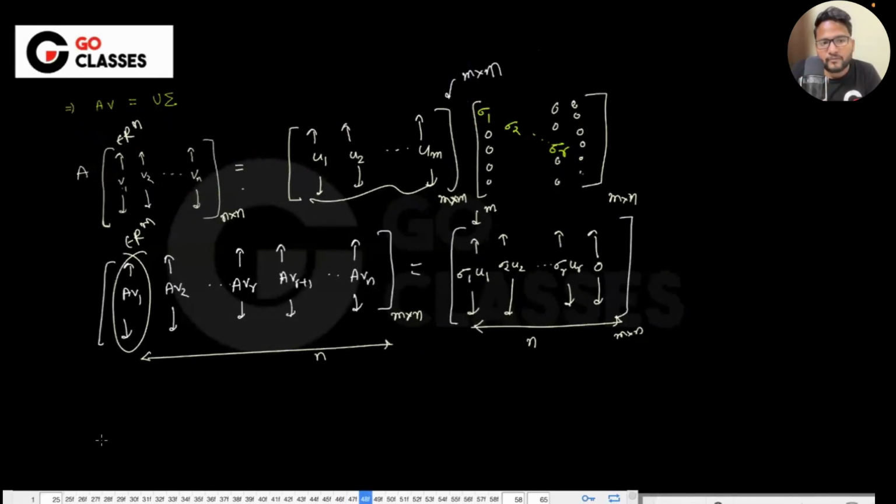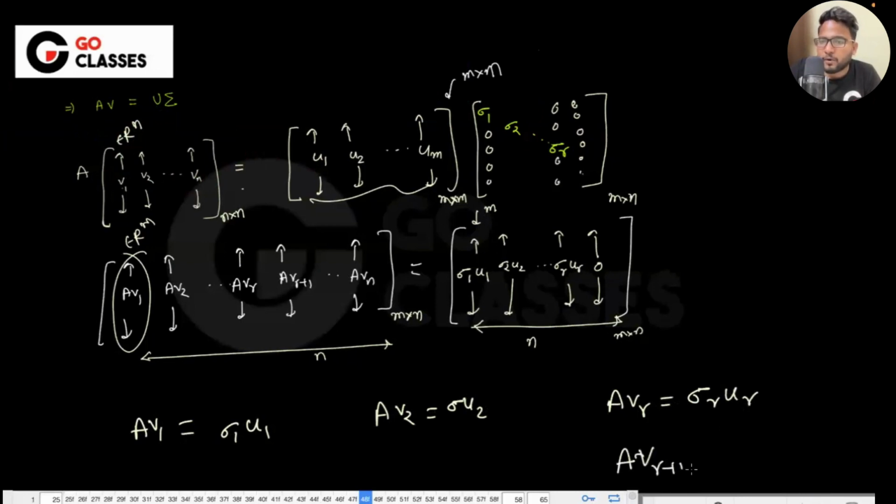So see, if you compare vector by vector, Ab1 equal to sigma 1 u1, Ab2 equal to sigma 2 u2, like this. Till how much? Till sigma r u r. After that, if you want, you can write, I don't have any problem, but it is zero actually.